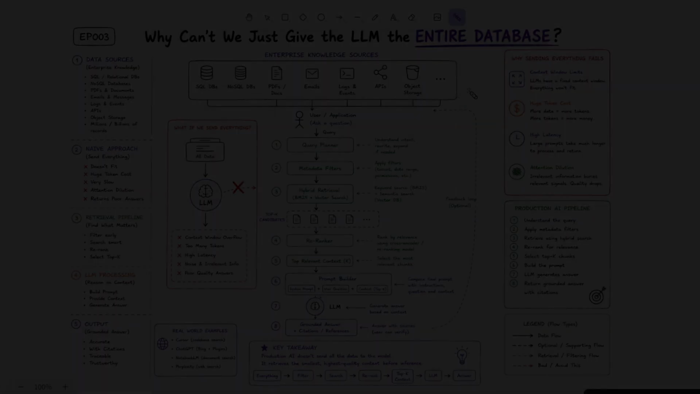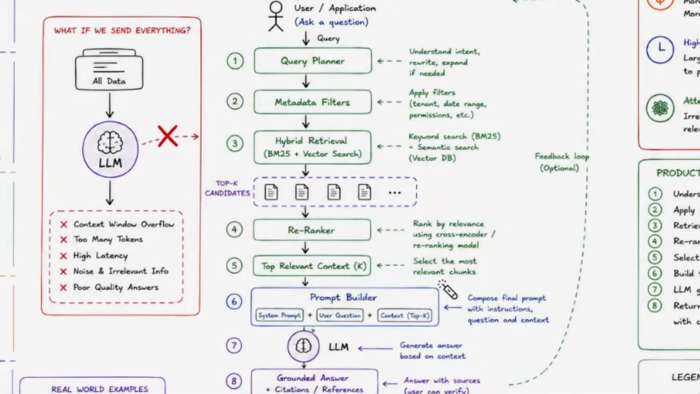Let's step back and look at the complete picture. Giving an LLM your entire database sounds simple, but breaks down because of context limits, cost, latency, and information overload. Modern AI systems solve these problems by retrieving only the information that matters before the model starts reasoning. If you remember only one thing from this video, remember this. AI doesn't scale by reading everything. It scales by finding the right information first. That's the architectural pattern you'll see behind almost every production AI system today.